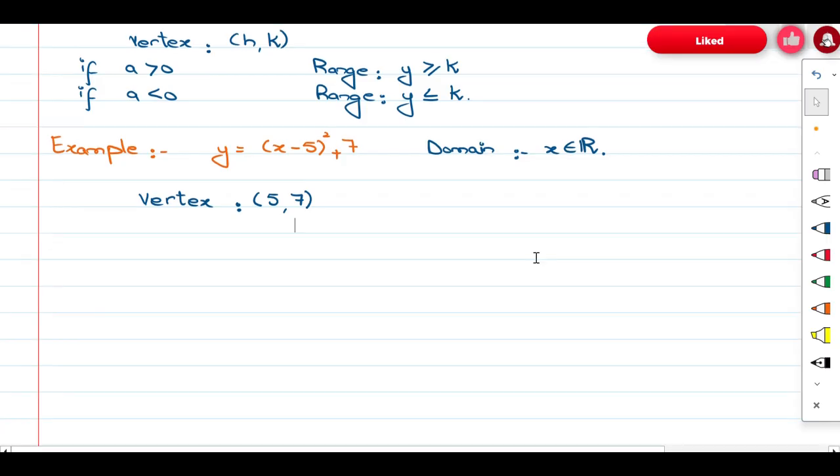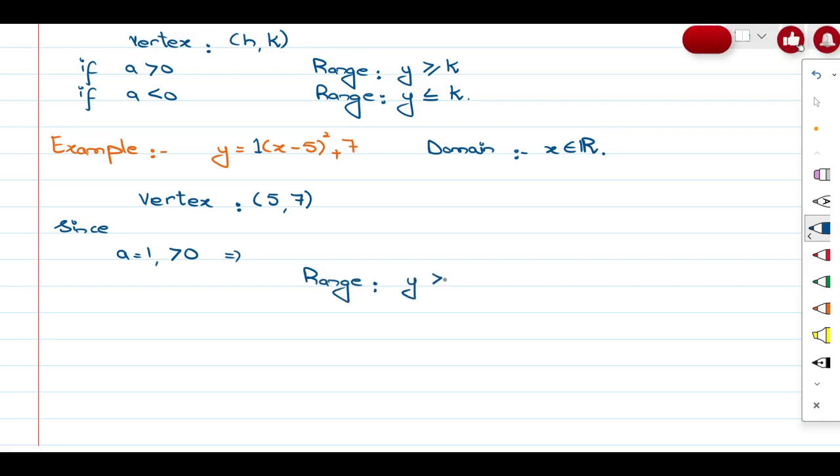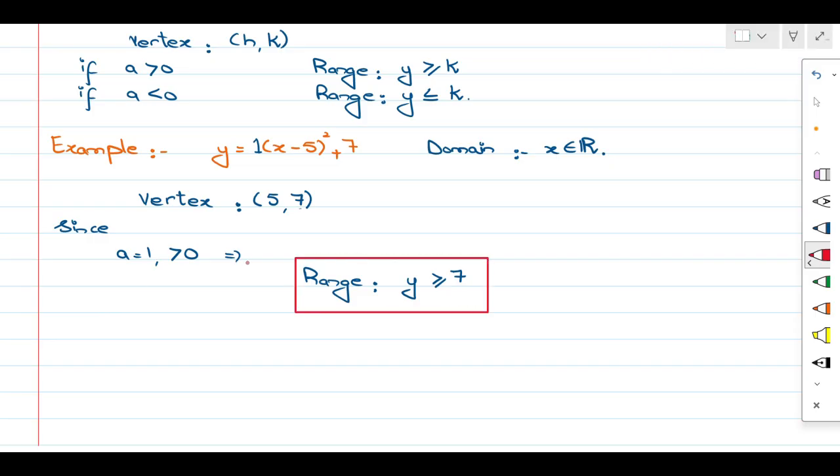After picking the vertex, you have to look at the a value. A value over here is 1, right? So here we can say, since a is 1, which is greater than 0, this implies the range is y is greater than or equal to the y coordinate of the vertex, which is 7. I hope you get it. How do we get the range for that form?